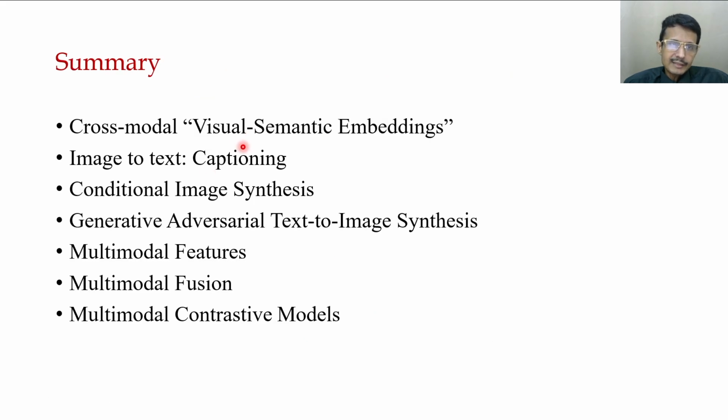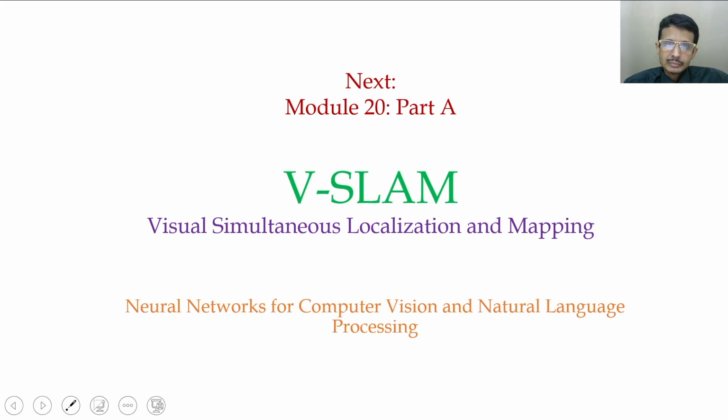So in summary, in this lecture we understood different aspects of multimodal modeling: cross-modal visual semantic embeddings, image to text, image captioning, conditional image synthesis, generative adversarial text-to-image synthesis. Then we understood what multimodal features are and what fusions are, and we concluded with multimodal contrastive learning. In the next lecture we discuss visual learning. Thank you very much.